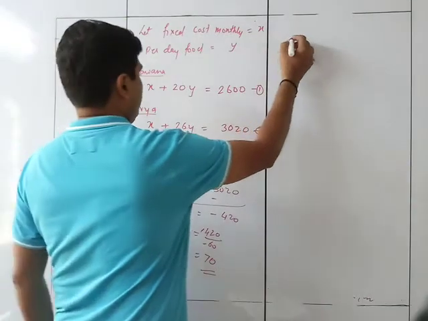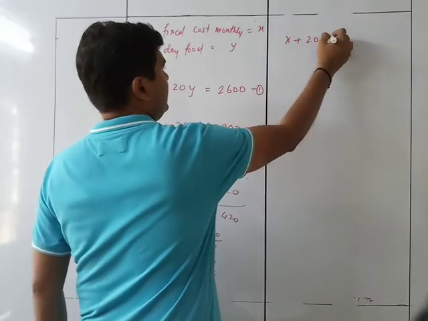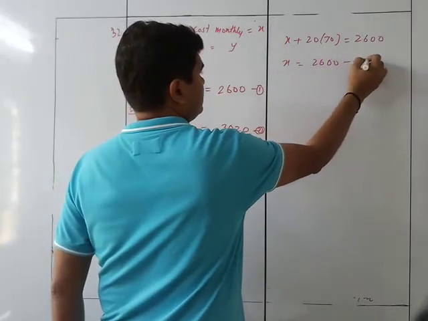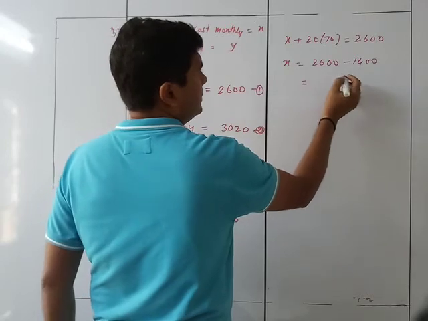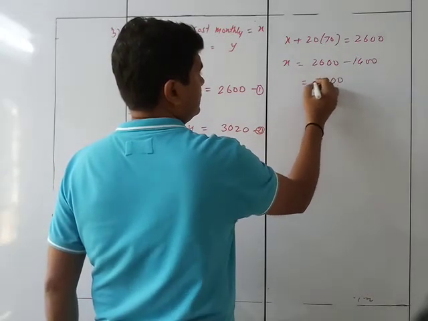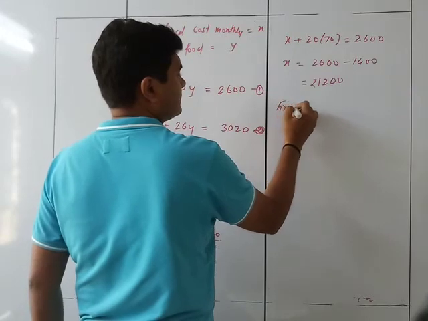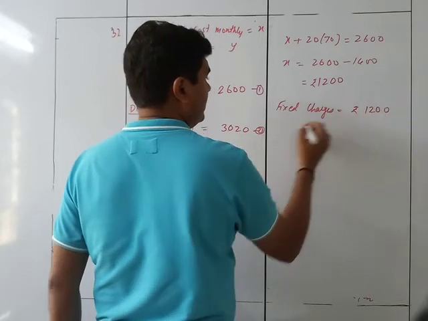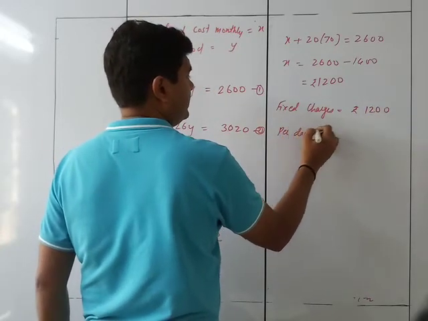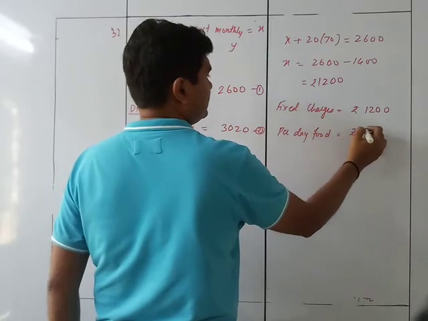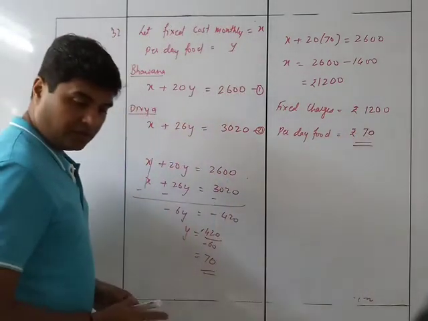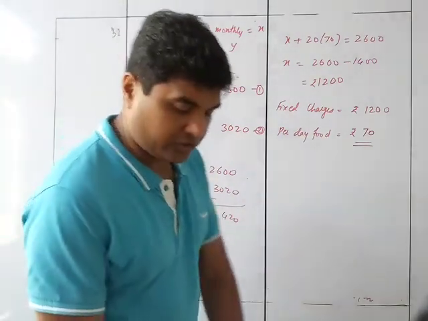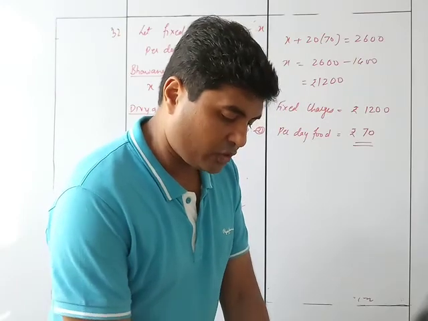So, we have got x plus 20 into 70 is equals to 2600, x will be equal to 2600 minus 1400 is equals to 1200, is the fixed cost. So fixed cost, fixed charges is equals to rupees 1200 and per day food is equals to rupees 70. That's the answer for this thing. So you find the fixed cost and the cost of food per day. Fixed cost is 1200 and cost is 70 rupees per day.